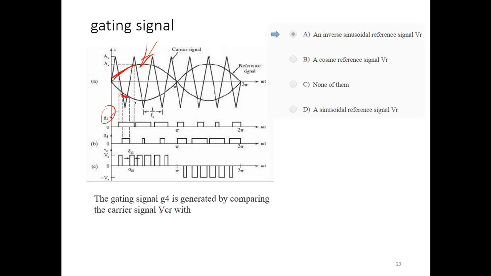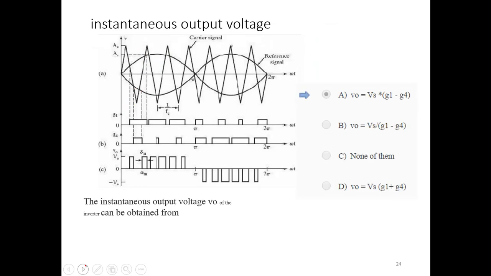The gating signal for G4 is generated by comparing the carrier signal with the inverse sine wave. It's not the sine wave, it's the inverse sine wave. The instantaneous output voltage is basically what one could generate. That's the beauty of the power semiconductor devices: the output voltage is basically VS, the difference between gate 1 and gate 4 signals. Whatever gate signal you drive, this is your gate signal for 4. This is the gating signal you generate at the low-level electronics level.